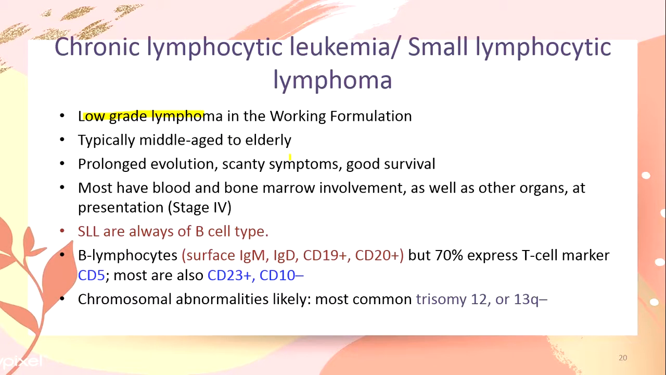It has scanty symptoms but good survival. The mode of presentation is blood and bone marrow involvement as well as involvement of other organs. And they are always of the B cell type. Therefore, B cell markers are present. I will discuss the B cell markers in the next slide. But 70% express T cell marker CD5. Most are also CD23 positive but CD10 negative. The abnormality seen is trisomy 12 or 13q.